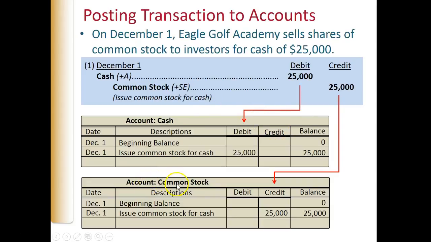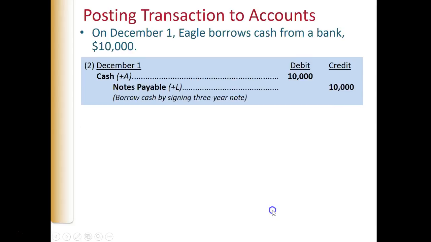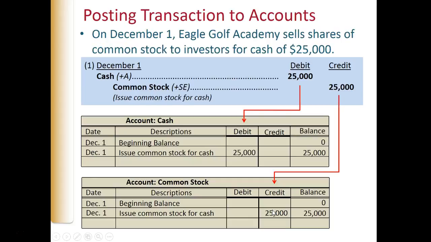We're also going to do the same thing to common stock. Common stock is a stockholder's equity. It has a normal credit balance. So in the same respect that we showed the first part of the entry, we debited cash, here we're going to go to common stock, credit this $25,000 here. This is what we call posting. Here, let me go back here. Okay?